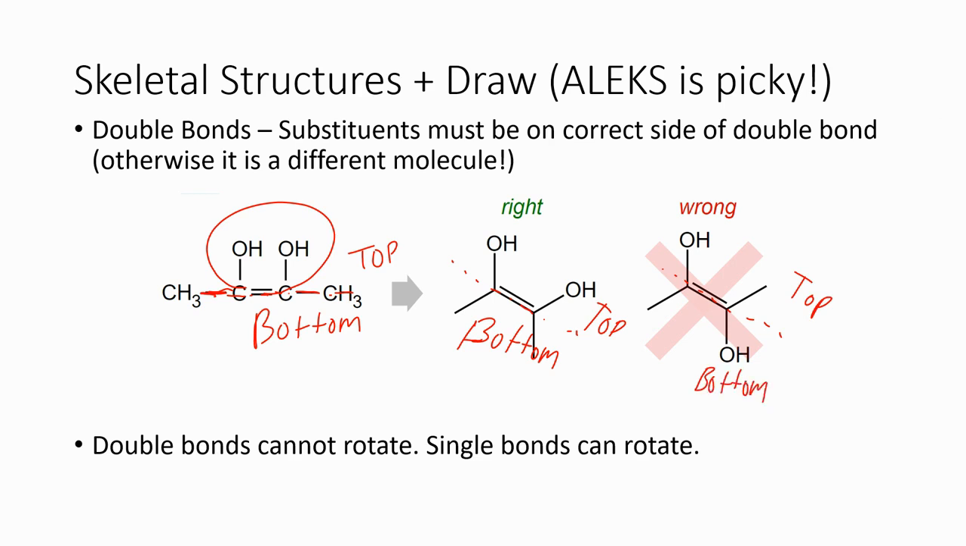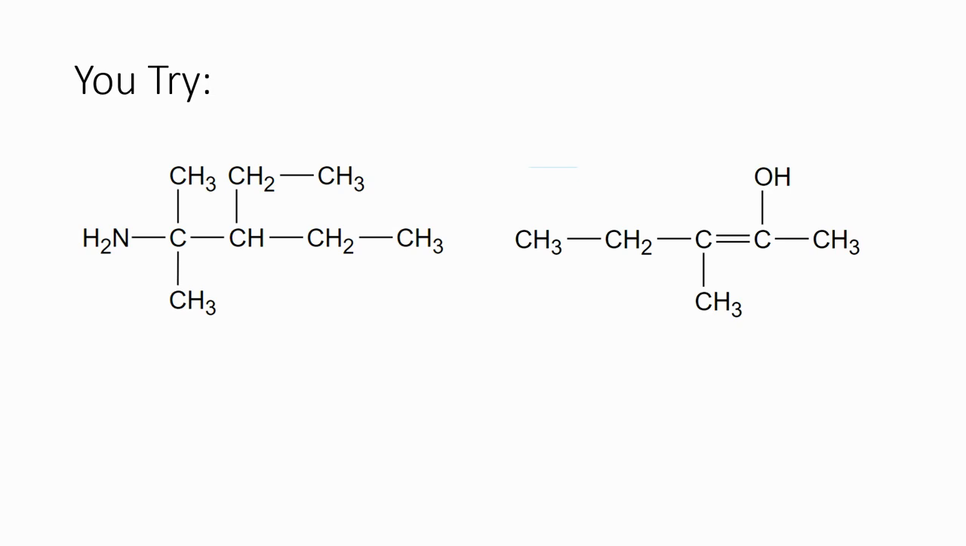You see that? So you have to draw whatever Alex gives you. If it's on the same side, you're going to draw the substituents, the groups on the same side. If they're on opposite sides, you have to draw them across the double bond. They're different molecules. Okay, so go ahead and try to draw the line structure for these. It's going to be very small.